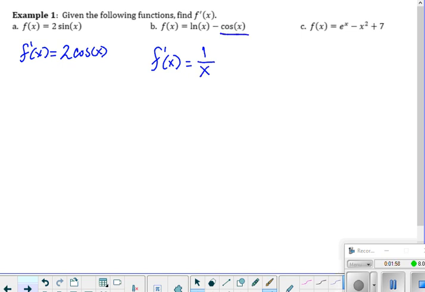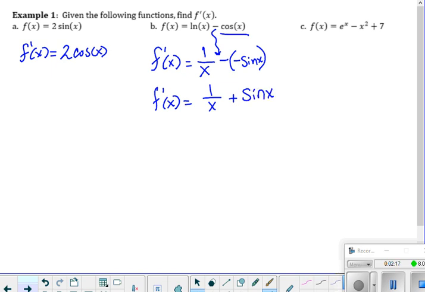And the derivative of cosine, well, we have this negative, don't we? And then the derivative of cosine is negative sine of x. So we end up with a negative negative. That's going to give me an f prime equals 1 over x plus sine of x.